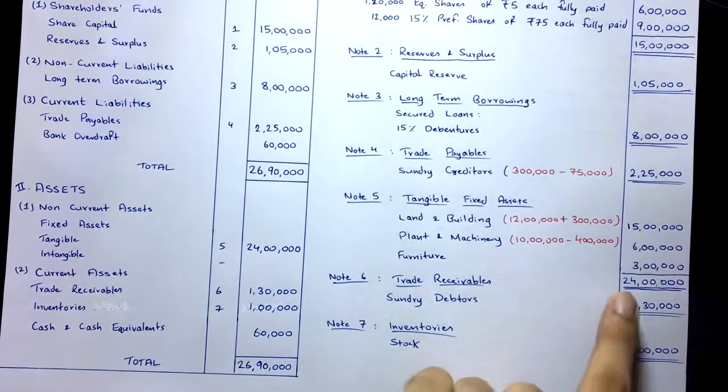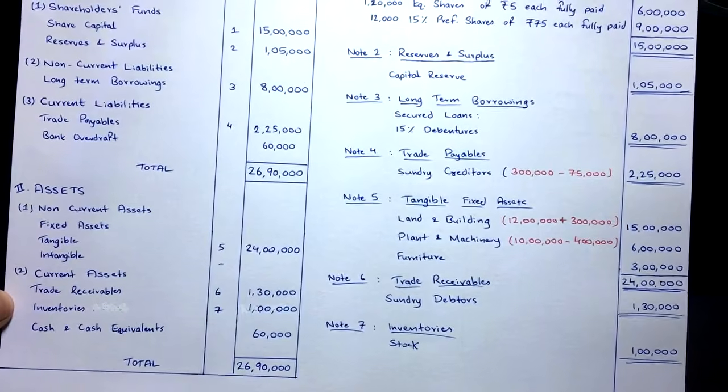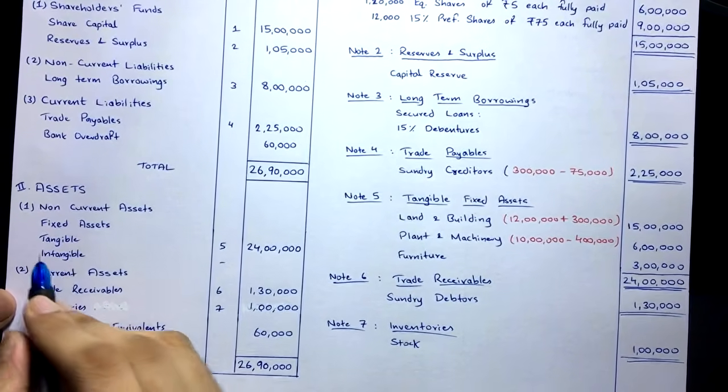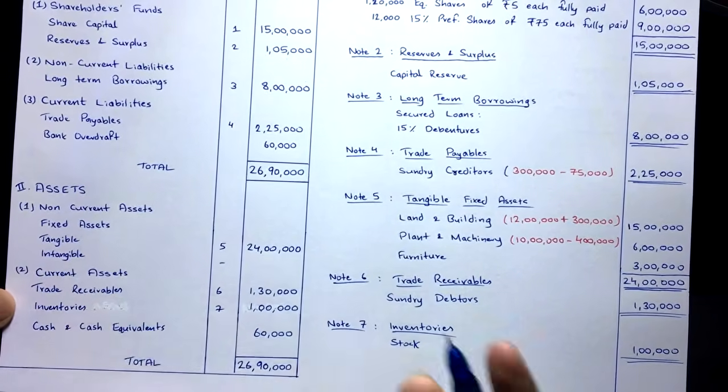So 24 lakh would be the total of tangible fixed assets. And then what do we have? Current assets. Now in current assets, what comes under current assets? Trade receivables, inventories, cash and cash equivalents. Now here we have intangible also according to the format, but do we have any intangible assets?